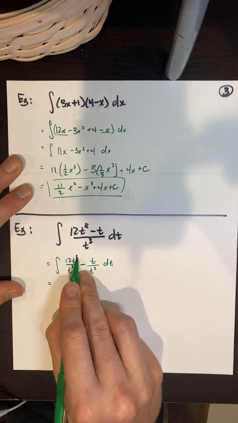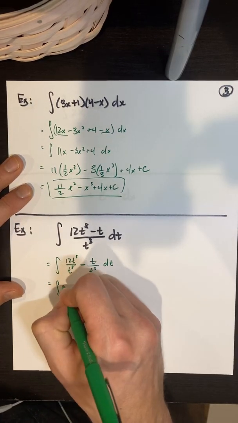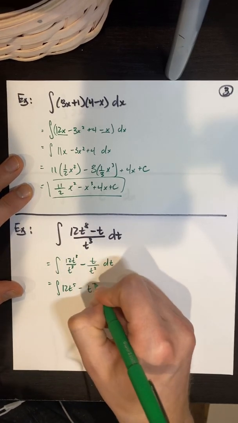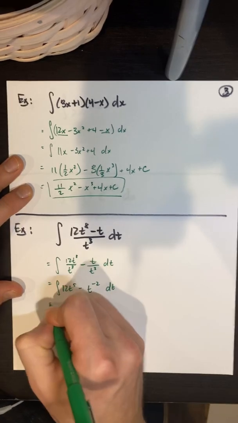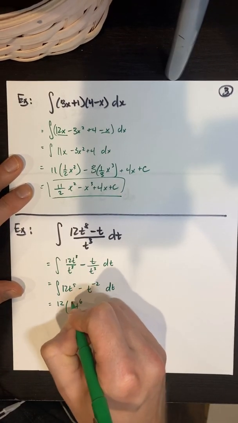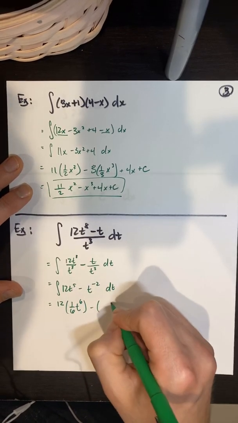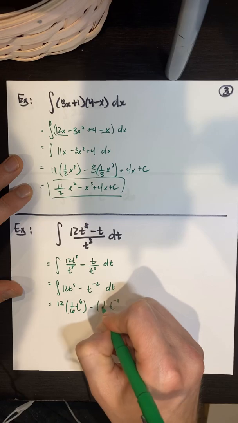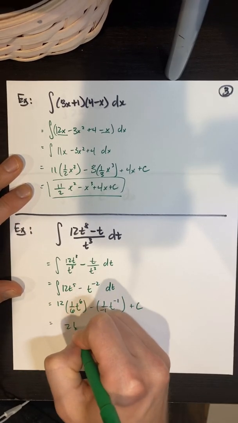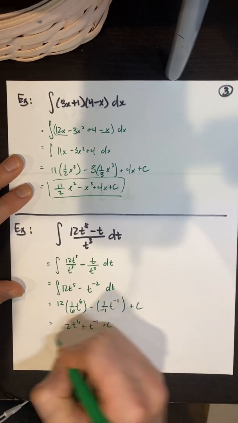So when I have 12t to the 8th over t cubed, I can subtract the exponents and get 12t to the 5th. Here I'll bring the t cubed up to get t to the negative 2. Antiderivative, I would do 12, and then this would be t to the 6th, and then I have to divide by 6. Here I would add 1, which would be negative 1, and divide by negative 1. And so I get 2t to the 6th plus t to the negative 1 plus c.